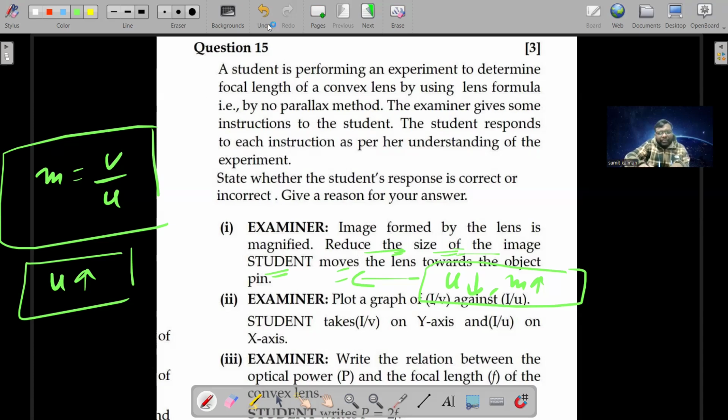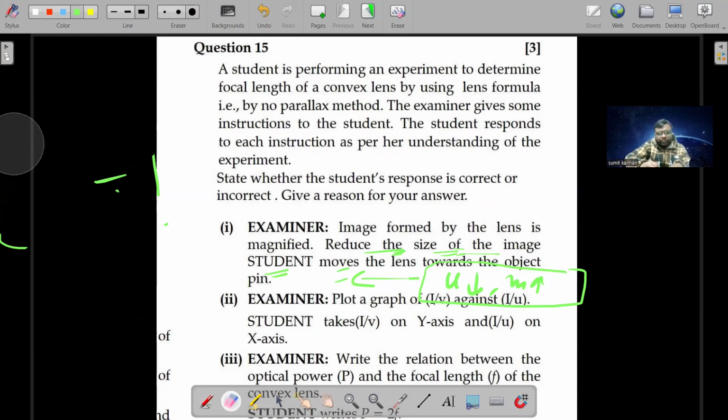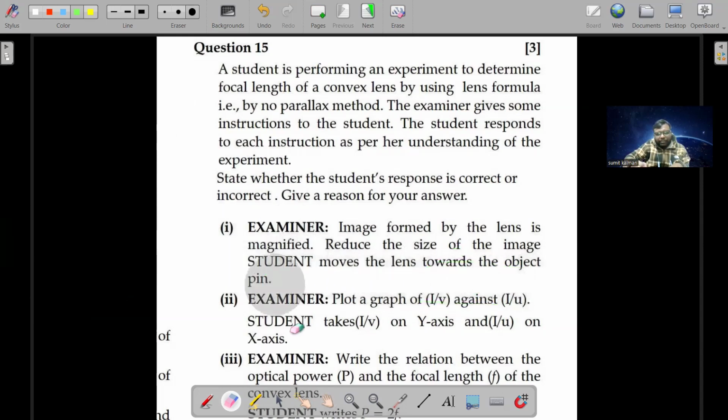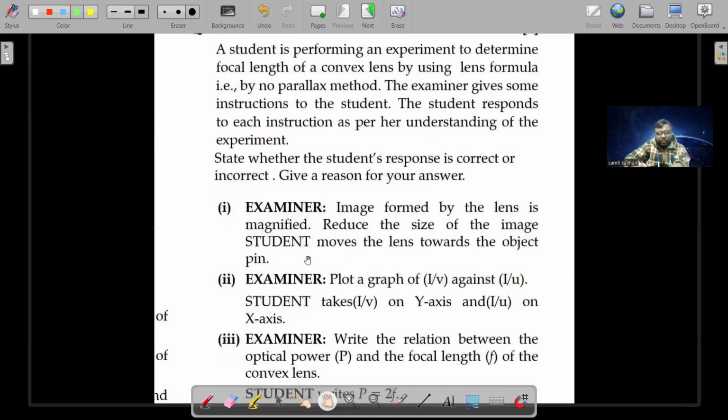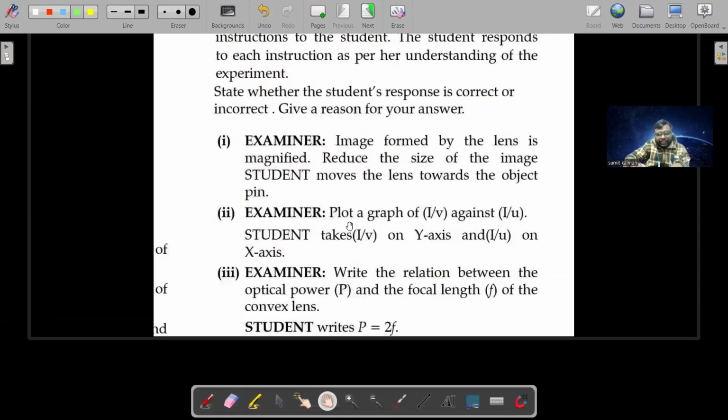So students, we'll see the next part. In the next part, the examiner's instruction is: plot a graph of 1 upon v against 1 upon u. Now the student's response is: the student takes 1 upon v on the y-axis and 1 upon u on the x-axis.